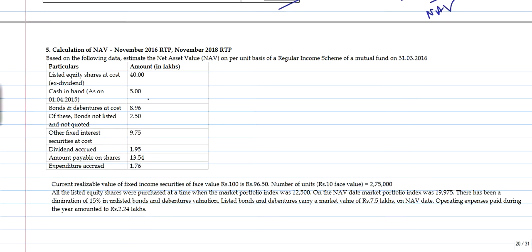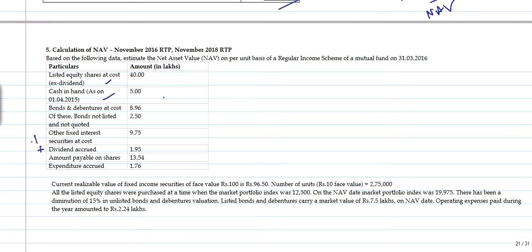Calculation of NAV. Based on the following data, estimate the NAV per unit basis of a regular income scheme of a mutual fund on 31st March 2016. We have given equity shares at cost 40 lakh, ex dividend cash in hand 5, bonds and debentures at cost, of these bonds not listed and not quoted 2.5, other fixed interest securities at cost 9.75, dividend accrued 1.95.